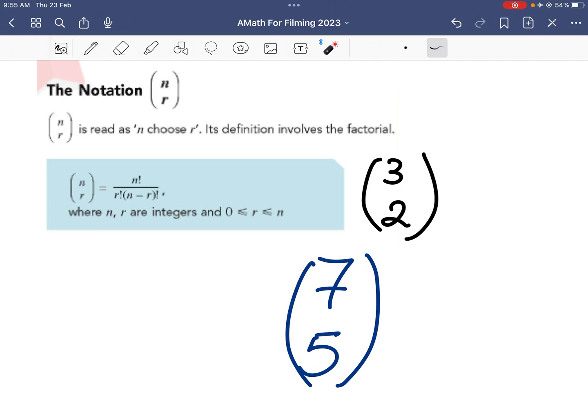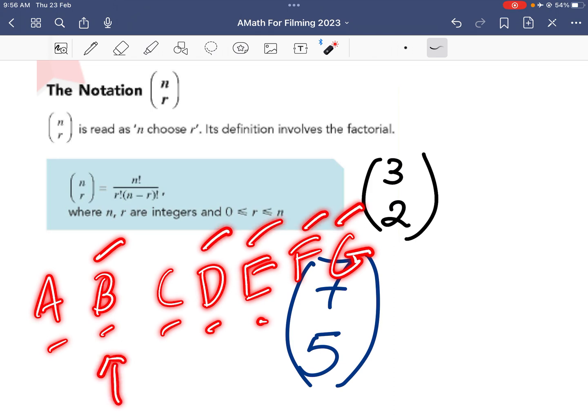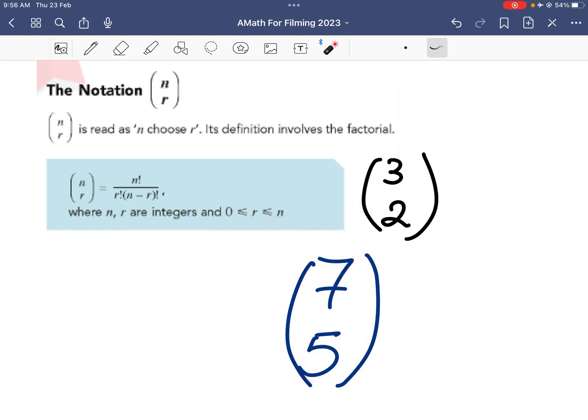Basically, in mathematics, if I say 7 choose 5, it means that if I have 7 objects, let's say A, B, C, D, E, F, G, I want to choose 5 objects. In how many ways can I choose 5 objects? So I could choose A, B, C, D, E, or I could choose B, D, E, F, G, or I could choose B, C, F, G, and A. So there are many ways to choose 5 objects out of 7, and this is the mathematical way that we can calculate 7 choose 5.